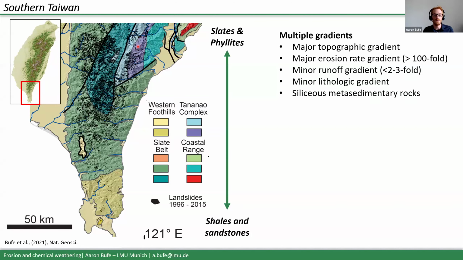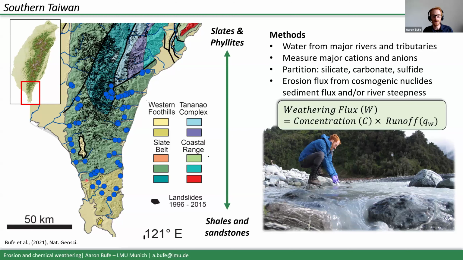And then, what we did is we sampled waters across the southern tip, and we measured the concentrations of major cations and anions, and then we used this chemistry and some idea about the end members, the silicate, carbonate, and sulfide weathering end members, to partition the solutes into the different weathering sources. We get erosion fluxes from cosmogenic nuclides, and where cosmogenic nuclides were not available, they're not available for all the rivers, we used a correlation between river steepness and these erosion rates. And then we could estimate weathering fluxes, as I said, by multiplying the concentration and the runoff.